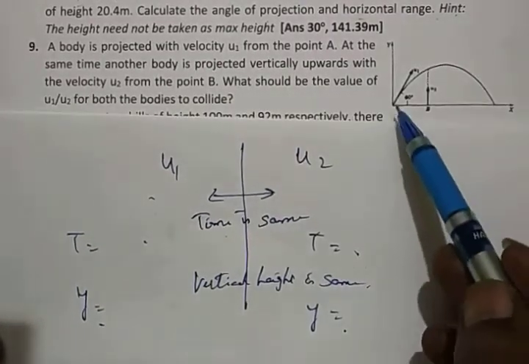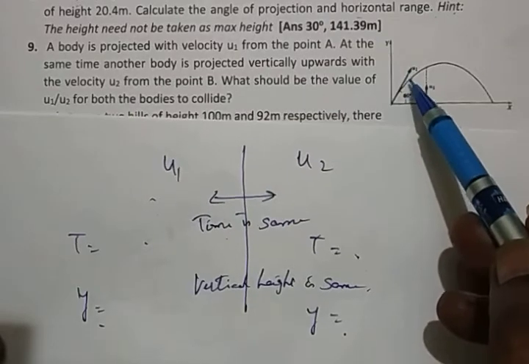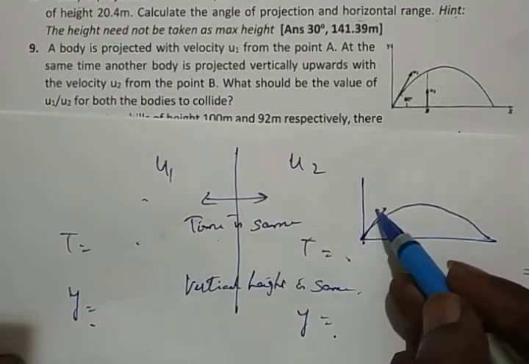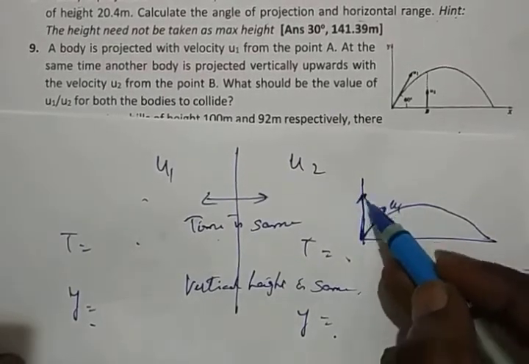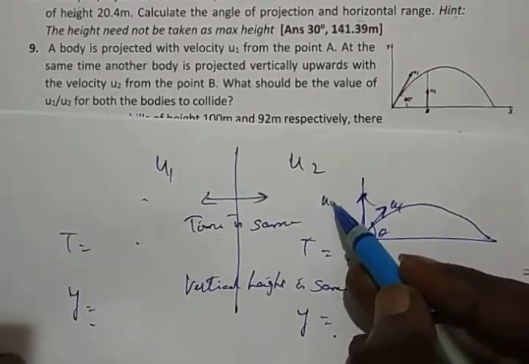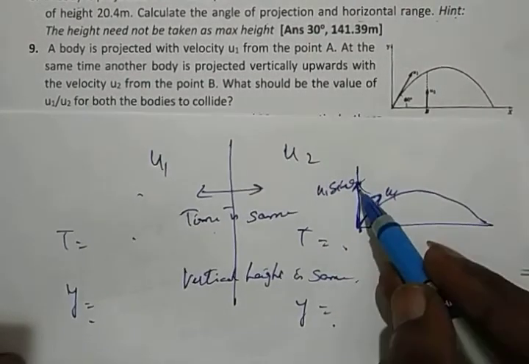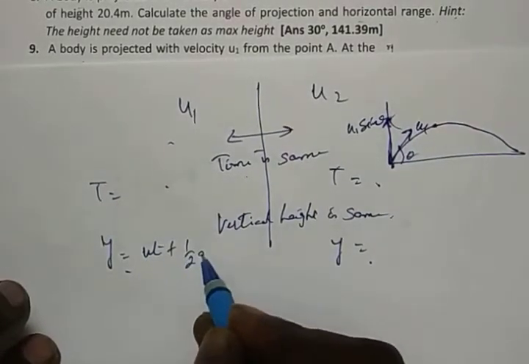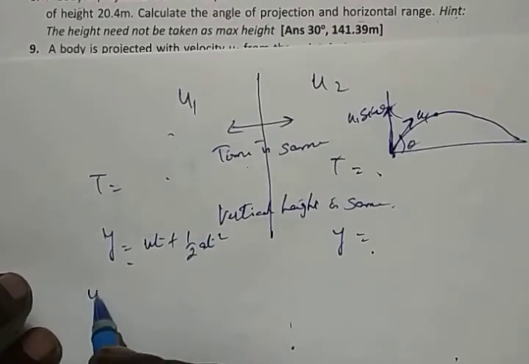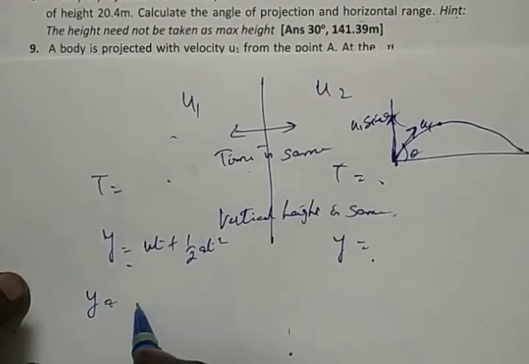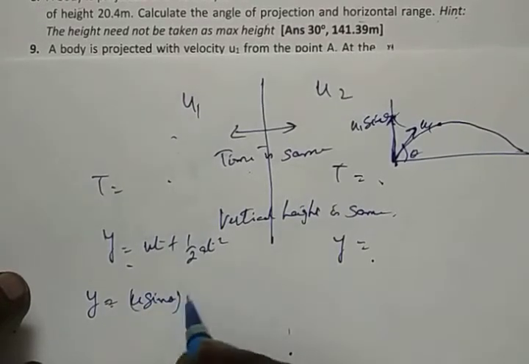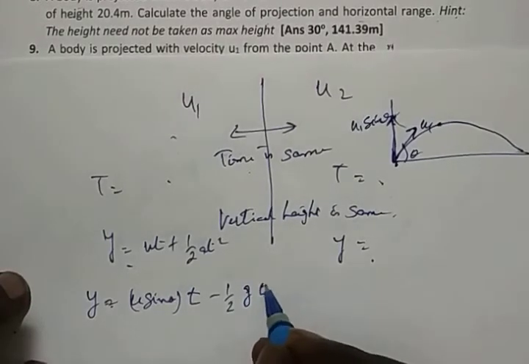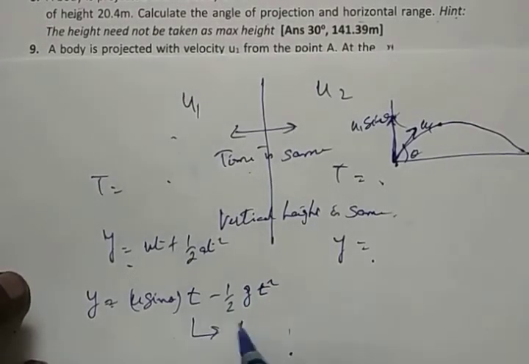What is the vertical y height? From here to go to the point with the velocity u1. If this is u1, and this is the angle theta, it is going to be u1 sine theta. So from here to here it goes to the point here. So y is equal to ut plus half at square. So y is going to be equal to, what is u? It is u sine theta, time is t, minus half g t square. This is equation number 1.